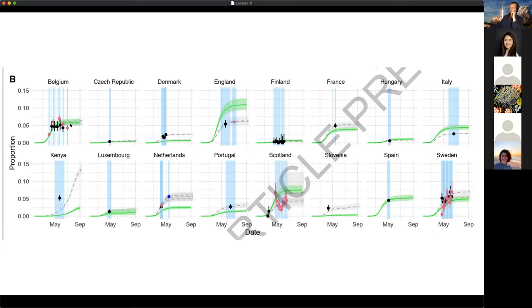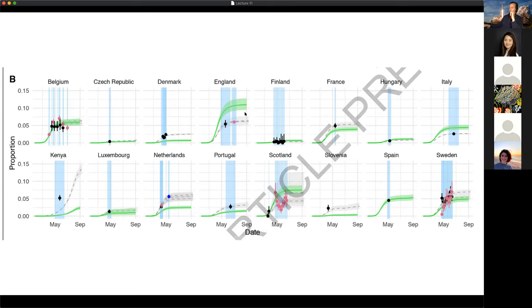And Belgium looks pretty much identical. Kenya looks quite different. England looks quite different. And you can see that some countries had a qualitatively different behavior. So Czech Republic, much slower. Finland, much slower. Slovenia, much slower. You might have seen Slovenia in the news this week, because they're doing a national testing program where the goal is to test every single Slovenian citizen or people that are in the country, just to get a complete count of COVID-19 cases.